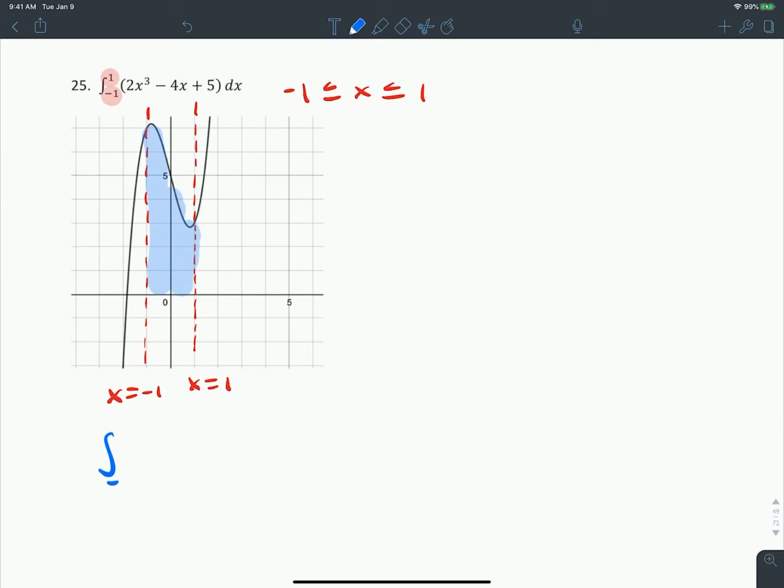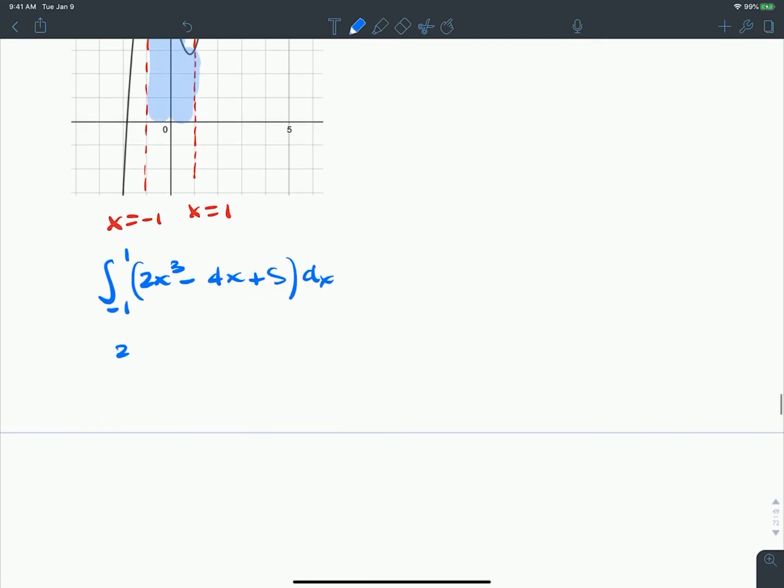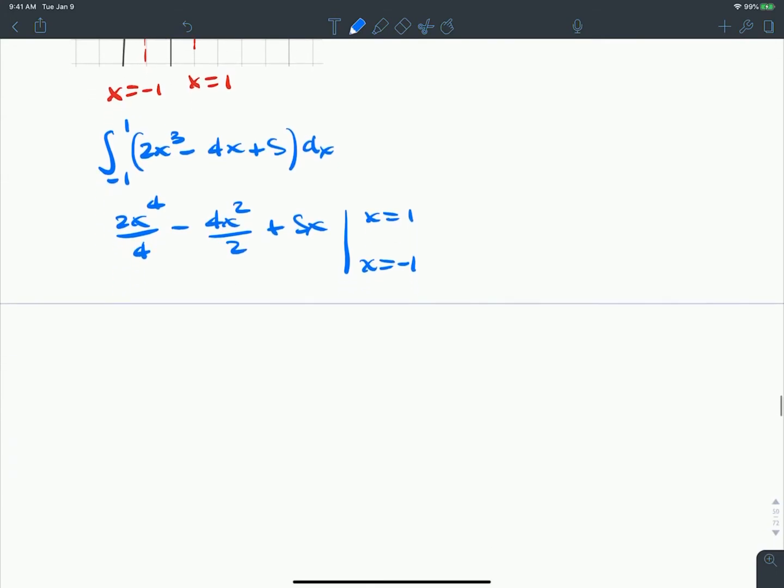Okay. So from -1 to +1, we have 2x cubed minus 4x plus 5 dx. So we get our antiderivative here, which will be 2x to the 4th over 4 minus 4x squared over 2 plus 5x. From x is -1 to x is +1. So when we simplify this, we'll have 1/2 x to the 4th minus 2x squared plus 5x. X is -1, x is +1.